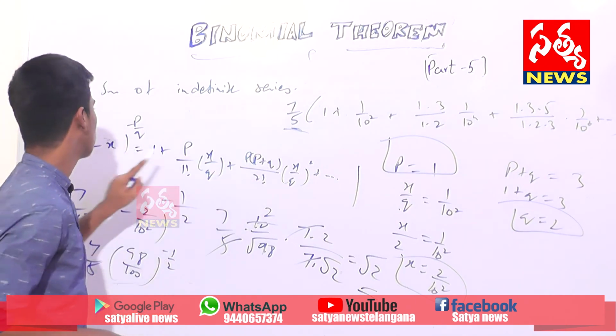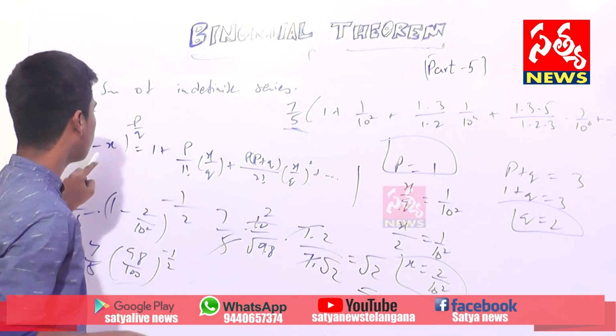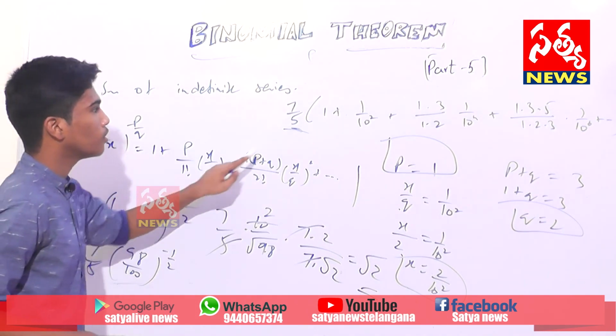Got it? We just compare with the formula: we have 1 minus x whole power minus p by q in the question.